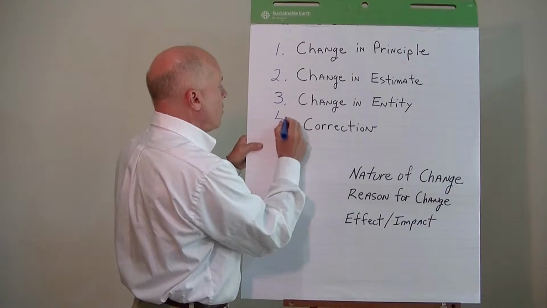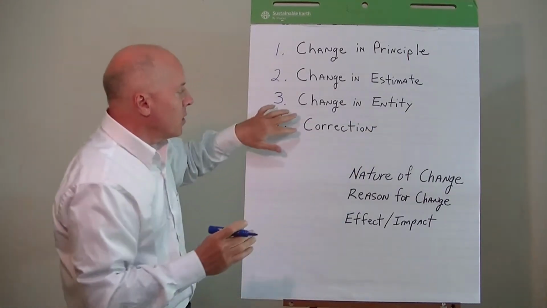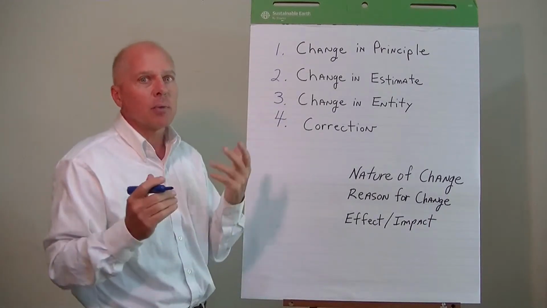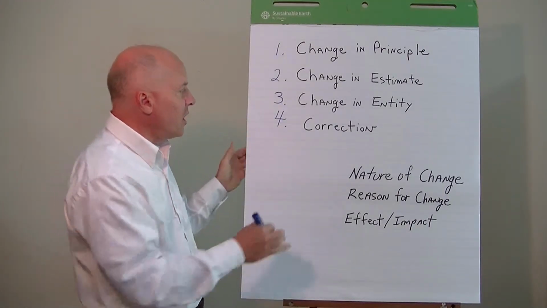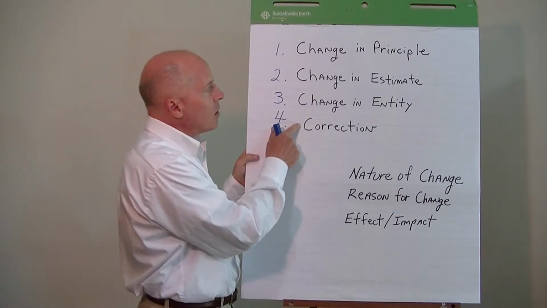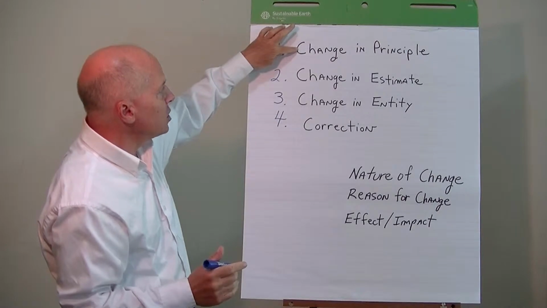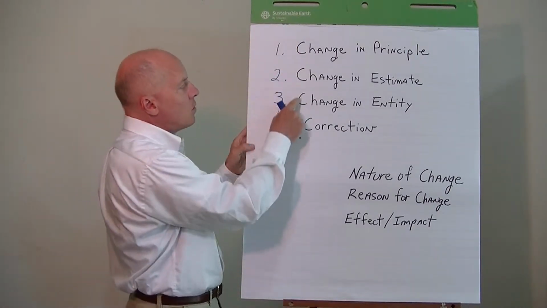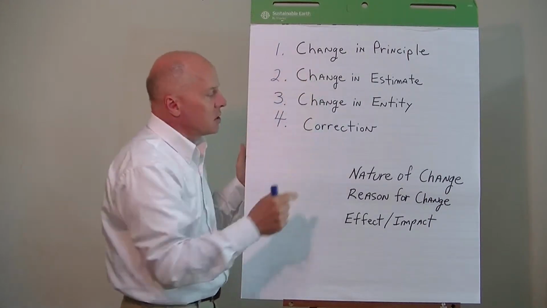And finally, you might have corrections. A correction is an error. You made a mistake. You posted something incorrectly. You did an incorrect calculation. Now you've got to go back and fix the mistake or the error. So in this lesson, we'll talk about change in principle. In the next lesson, I'll cover these 3. So let's just focus on change in accounting principle in this lesson.